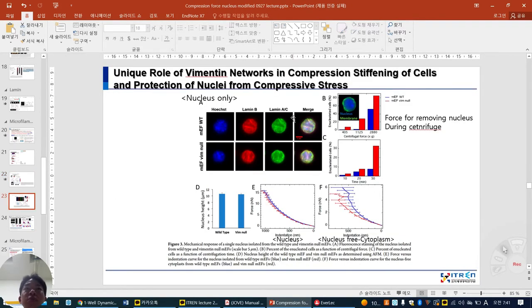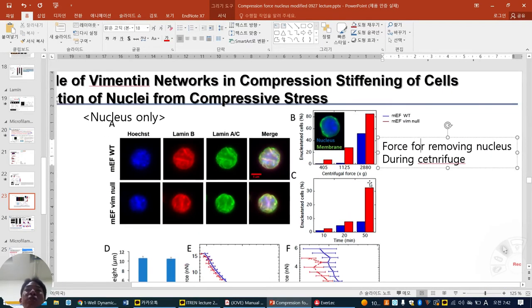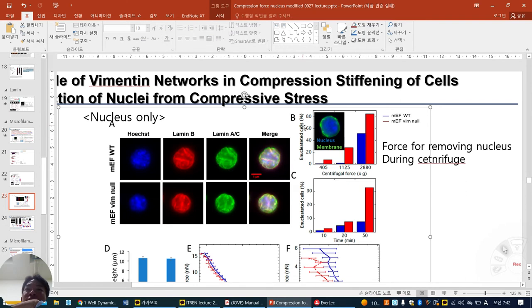And then they check the nucleus. Unique role of vimentin networks in compression stiffening of cells and protection of nuclei from compression stress. So they track the nucleus, Hoechst, as you know, blue, and lamin B, the nuclear membrane protein, and lamin A/C, another nuclear membrane protein, and then check wild type and vimentin null, knocked down. And then they're positioned like this. This is without stress, but they induce the centrifugal force on this cell to remove the nucleus from the cell. And then they count the enucleated cells, which means absence of the nucleus in the cell.